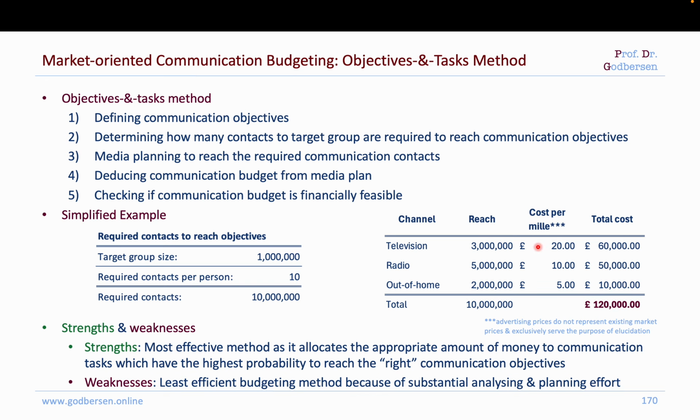So we assume that the cost for booking the telly, radio, and out of home to reach 1,000 contacts is for the television £20, for radio 10, and for out of home 5. That comes to a cost for the television of 60,000, radio 50,000, out of home 10,000, and our campaign would then be 120,000.